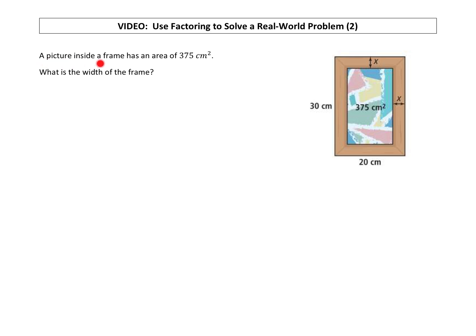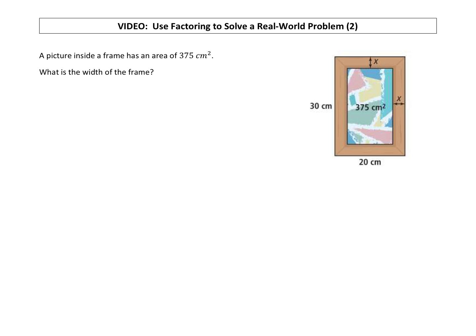We have a picture inside a frame that has an area of 375 centimeters squared. So the difference with this problem is when you guys have had your pictures, they give you the dimensions of your picture. You know, maybe it's 9 by 11 or something like that. We don't know what the dimensions of the picture are, but we do know that the area is 375. We can see that there's a frame that is X units going all the way around, and we know that the total length is 20 centimeters and the total width is 30 centimeters. So how do we approach this problem?